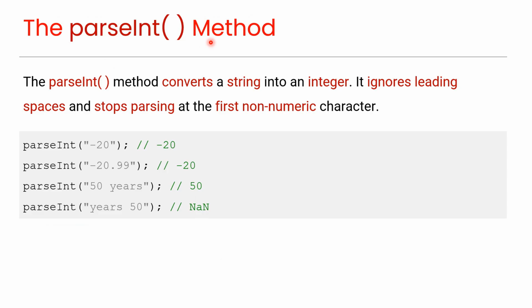The parseInt method. The parseInt method converts a string into an integer. It ignores leading spaces and stops parsing at the first non-numeric character. For example, this code converts this string to -20. This drops the decimal in this string and gives -20. This code gives 50 and stops at the first non-digit character. And this code returns NaN, because it doesn't start with a number.